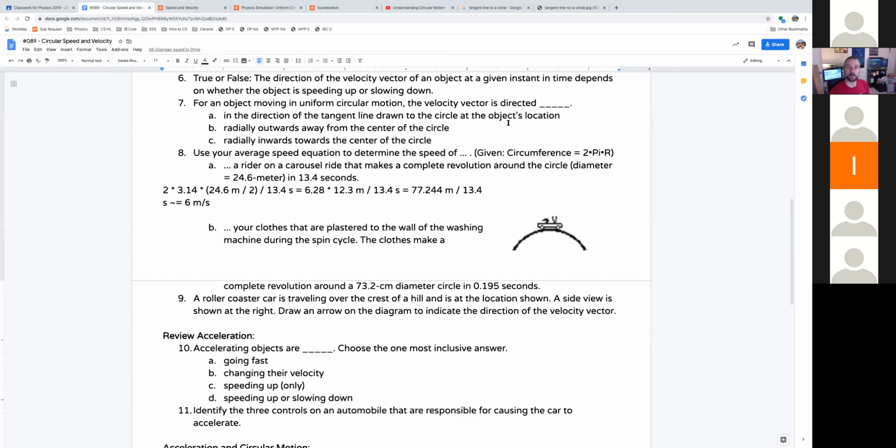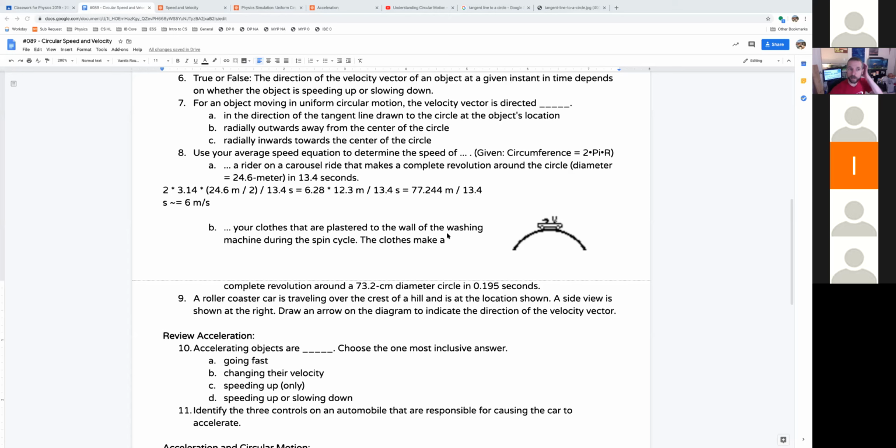Number 9, we have a roller coaster car that is traveling over the crest of a hill and is at the location shown. We're looking at the side view. Now, I know it's hard to draw an arrow on this diagram. You could probably find a way. Where there's a will, there's a way. You can also just say the direction of the velocity vector, where the velocity vector would be pointed. It does not show you where the roller coaster car is coming from or to. You can make an assumption that it's moving clockwise. So if it's moving clockwise, where is that velocity vector?